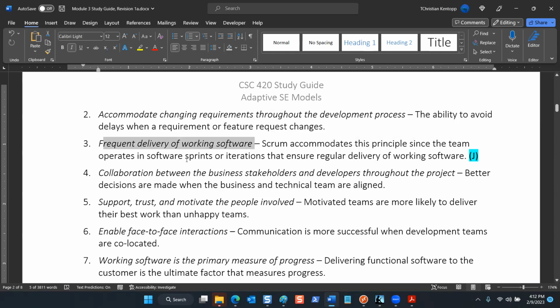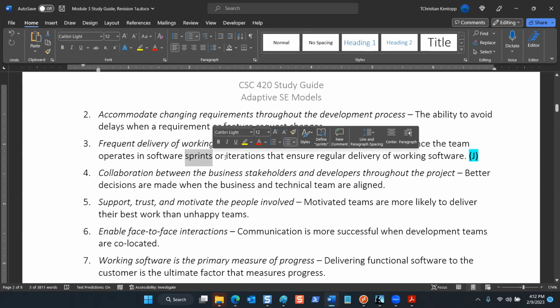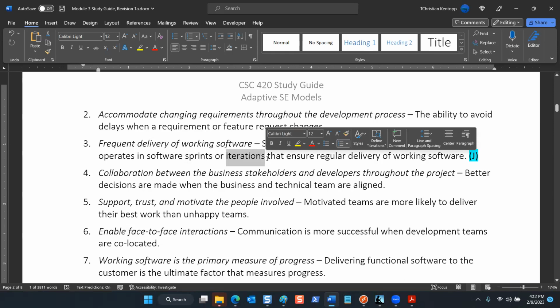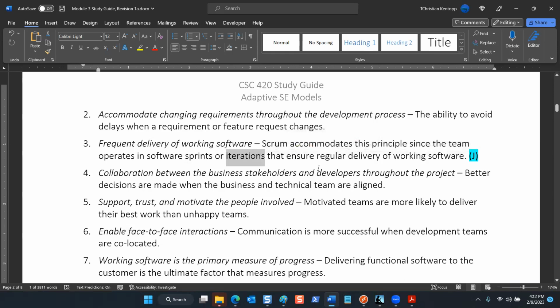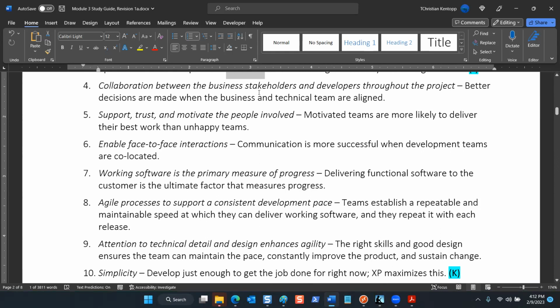Frequent delivery of working software. Okay. In Scrum, they have this thing called sprints. Sprints are iterations. What we want to do is show some working stuff, show some working stuff, show some working stuff along the way.